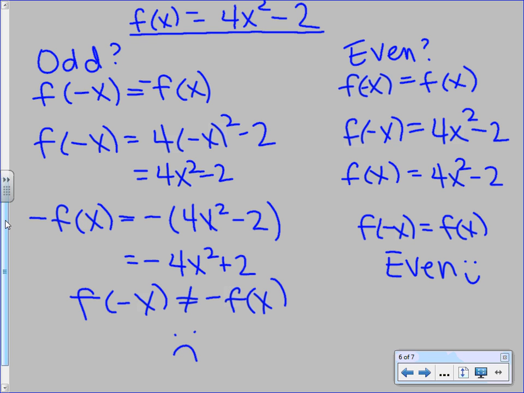Can a function be neither? Yes. So if you get them both to not work, don't panic. It's okay. It just means it's neither. But you need to check both. Okay? And you have to do it like I did with x's. You can't plug in numbers. Okay?